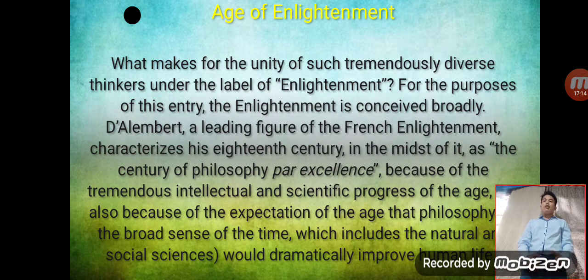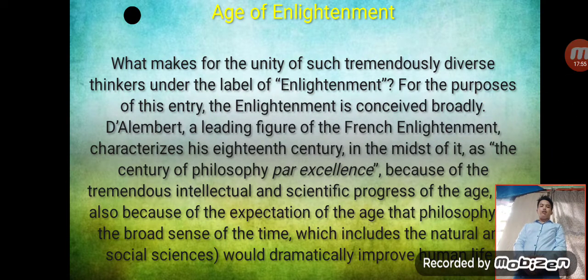So this entry includes descriptions of relevant aspects of the thought of early thinkers such as Hobbes, Locke, Descartes, Bayle, Leibniz, and Spinoza, thinkers whose contributions are indispensable to understand the Enlightenment century as the century of philosophy par excellence. So next slide.